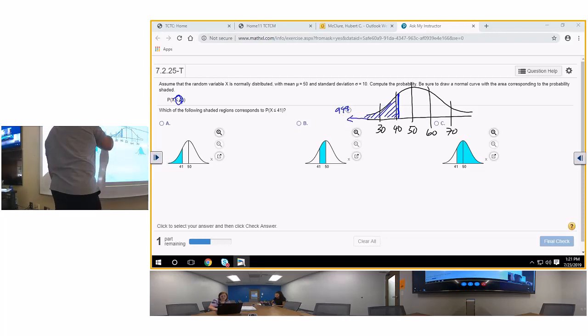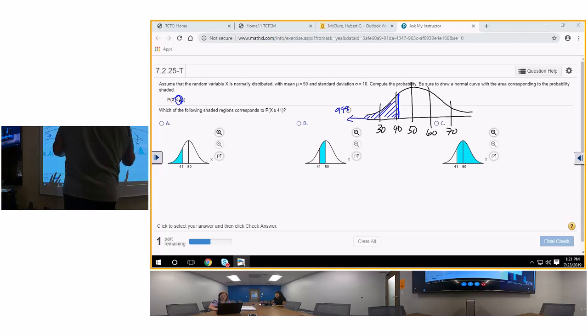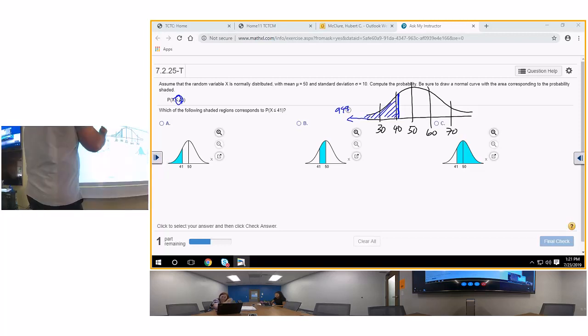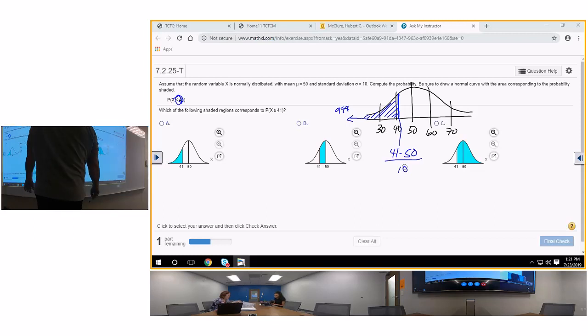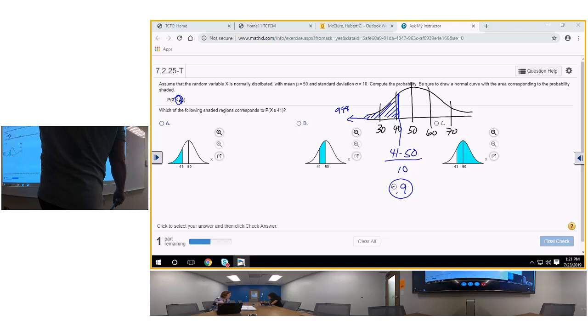We don't have to worry about that right now, because we've got to convert this 41 into a what? A z-score. 41 minus 50 over 10. Now, please don't use a calculator. 0.9. Thank you. So negative 0.9. So that's negative 0.9. Now I'm going to go ahead and do, I think it's going to be 13.5 plus 4. I'm going to say 18%.